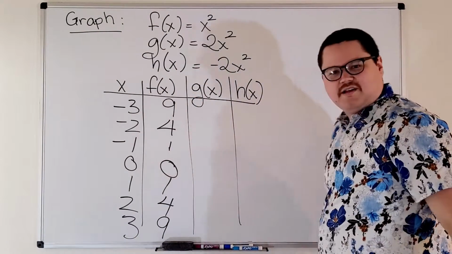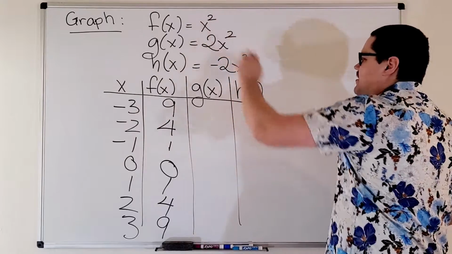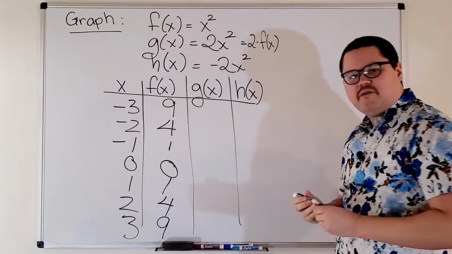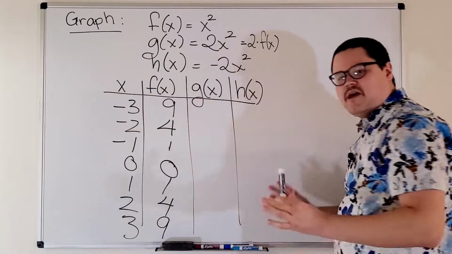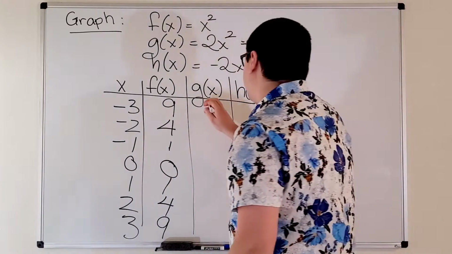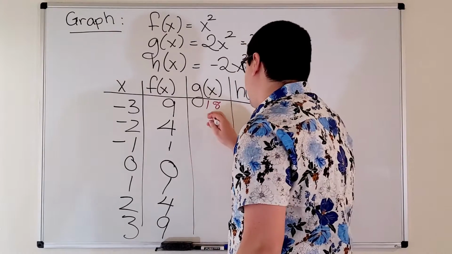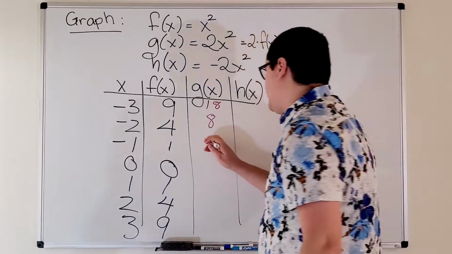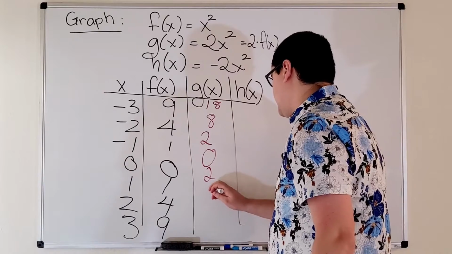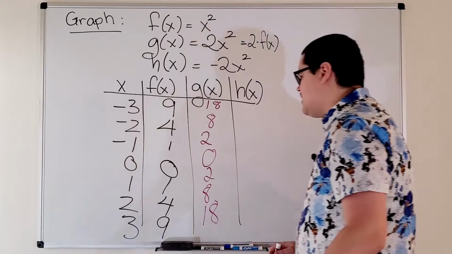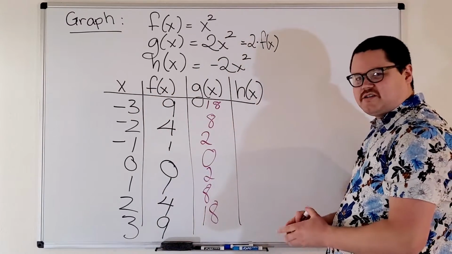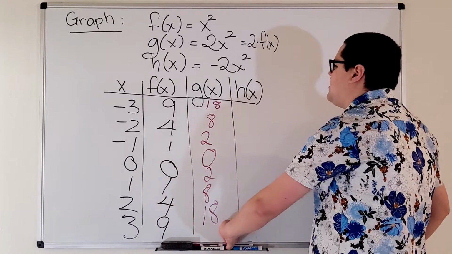Now what about g of x? Well, that's just 2 times x squared. So that's 2 times f of x. So all we need to do is take this column and multiply it by 2. So 9 times 2, positive 18. 4 times 2, positive 8. 1 times 2, positive 2. 0 times 2 is 0. 1 times 2 is 2. 8, 18. So this column is just this whole column times 2. Makes sense?